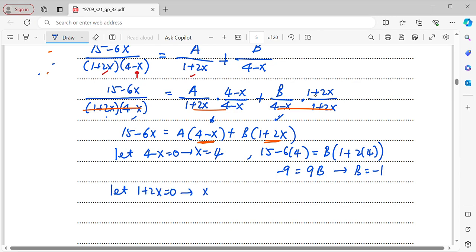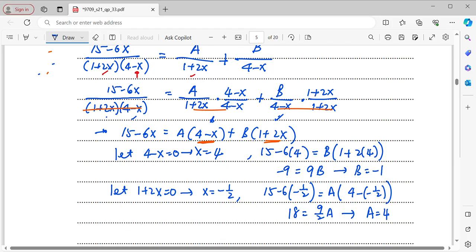That means now your x is going to be negative half. So now replace the x values, the x in this equation. Okay, so it will be a negative half. Then for the first term, you will get a bracket 4 minus negative half. So the left hand side, you will be getting 18, and then the right hand side, it will be 9 over 2a. So at last, your a is 4.